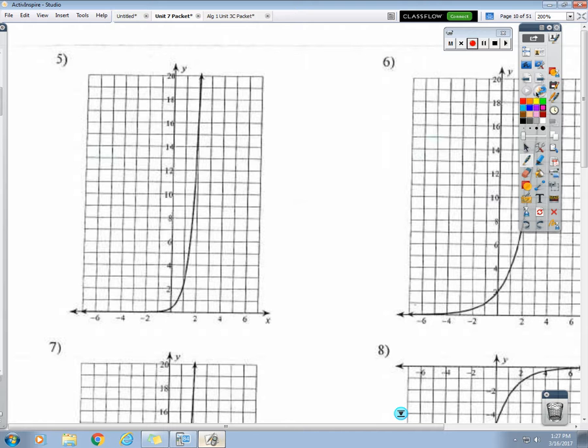Okay, number 5. Is this a growth or a decay? It is a growth because from left to right it's increasing. And a growth tells you what about your B value? Greater than 1. Okay, we can also figure out the A value. What's the A value for this one? Where does it cross the y-axis? Like 1/3. Yeah, I'd go with 1/3.